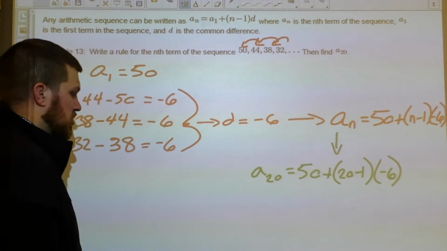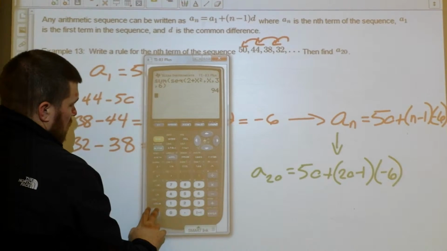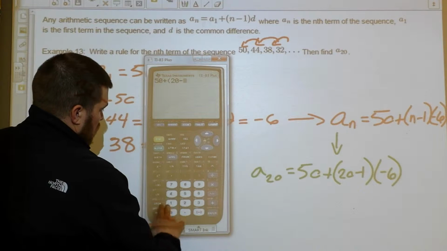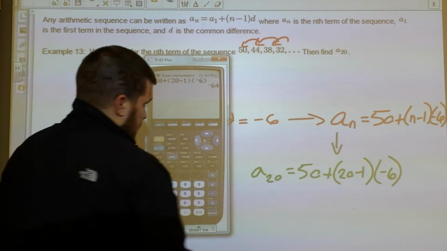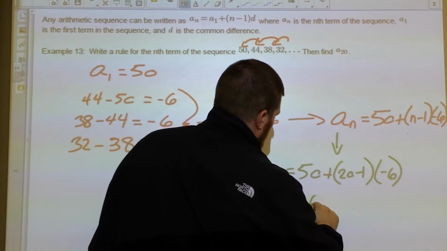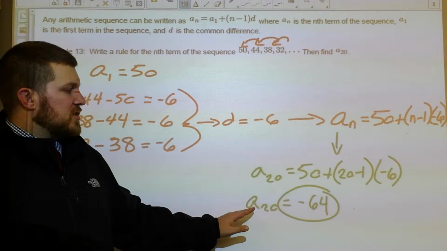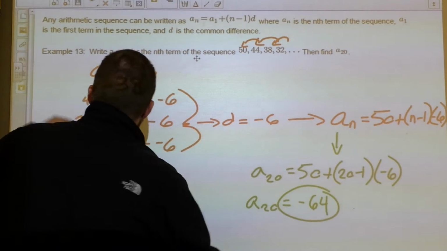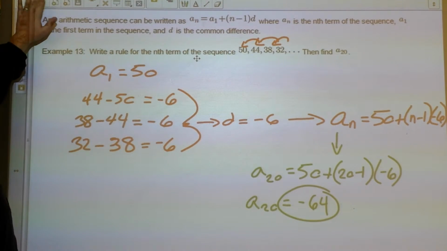Now I'm going to use my calculator and just clean this up. So clear it out: 50 plus 20 minus 1 times negative 6, and I get negative 64. So what it tells me is that in the 20th position of this sequence, negative 64 lives there. Okay, let's move on to a more complicated example that's going to build off of this general rule.